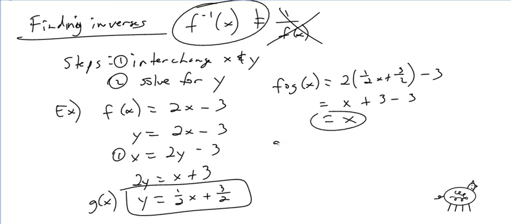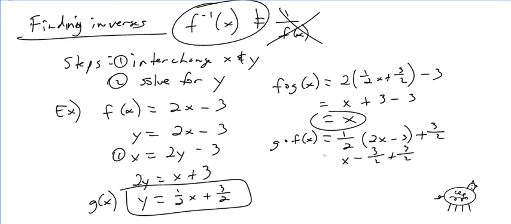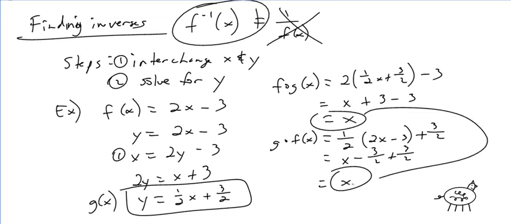Sweet. And I can do g of f of x. Plug the f of x into the g of x, I get 1/2 times 2x minus 3 plus 3/2. So I get x minus 3/2 plus 3/2. Hey, look at that. Equals x. So they both equal x. That means, just to verify, that they are inverses. Yes. All right. Pretty sweet.